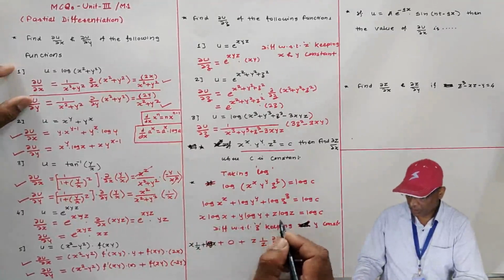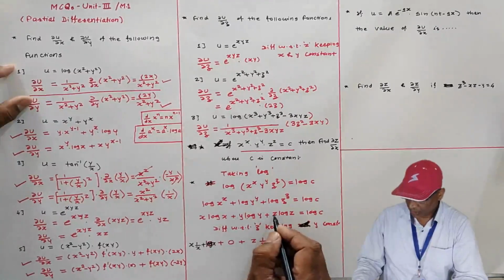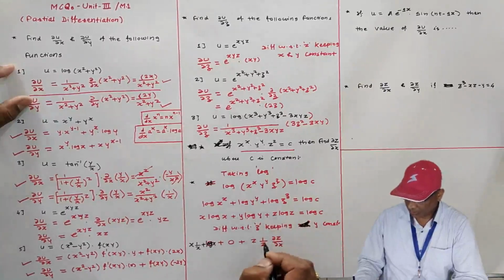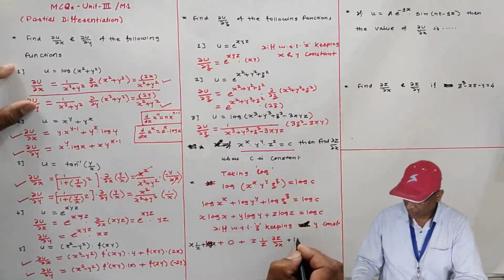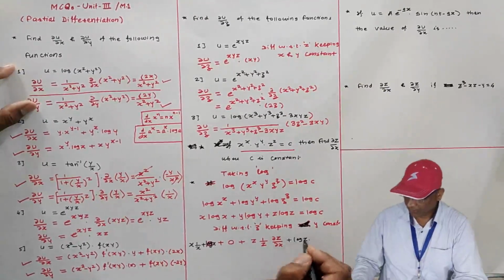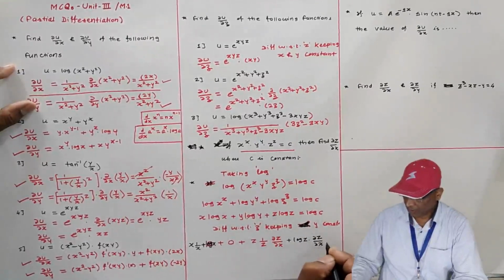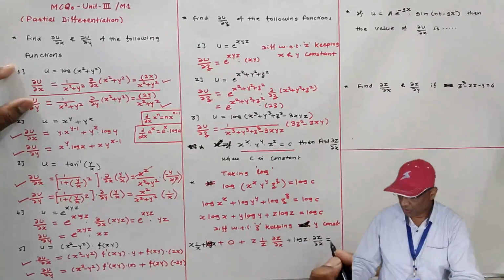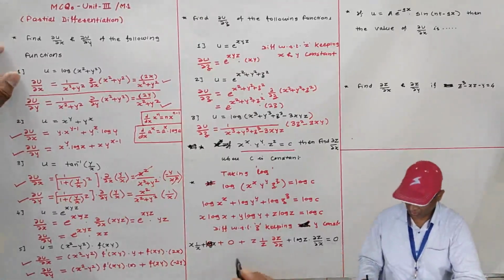Derivative of z log z is what? z is treated as a function of x. Again, product rule: z times derivative of log z, which is 1 by z times del z by del x, plus log of z times derivative of z, which is del z by del x. And derivative of log c is what? 0, because c is constant, so log c is constant and its derivative is 0.